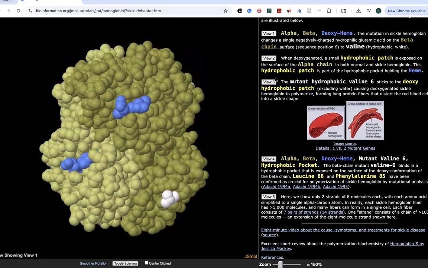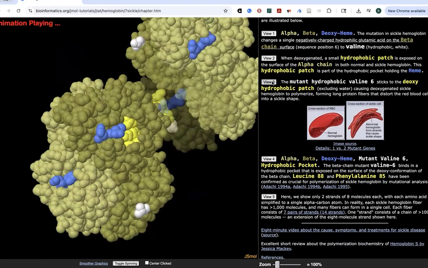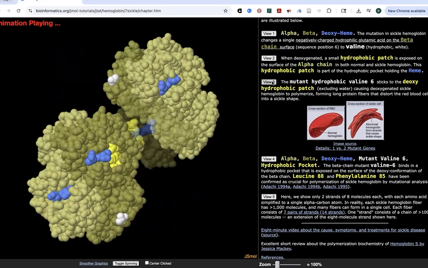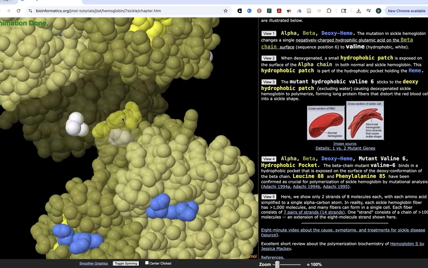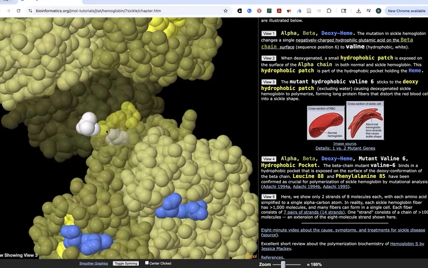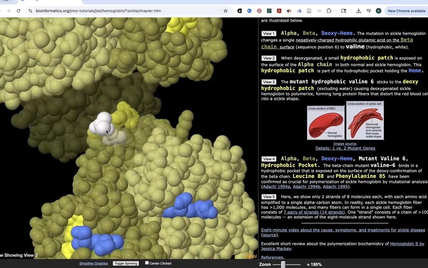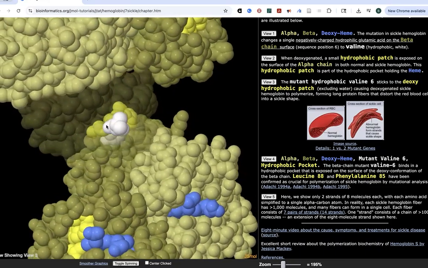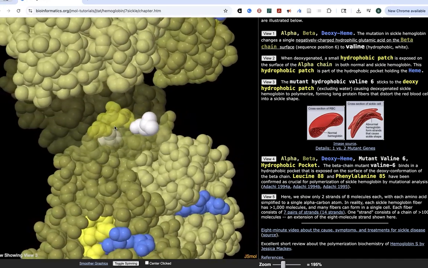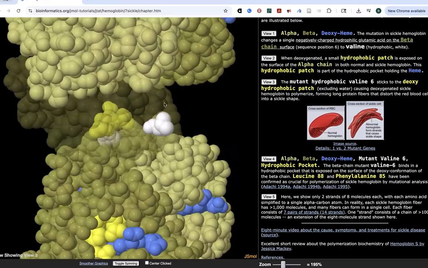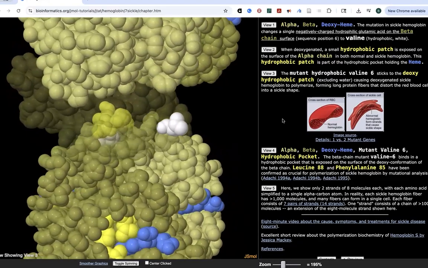However, the mutant has another hydrophobic residue, this valine here. And this valine is going to be on the surface, and it's going to be able to interact with a hydrophobic patch on the other copies of hemoglobin. So not that same hydrophobic patch formed by the valine, but that other hydrophobic patch. This is going to allow them to link up.